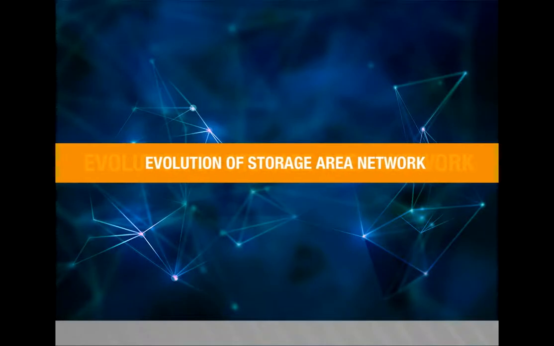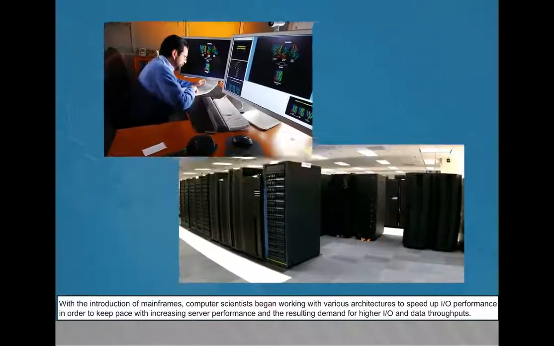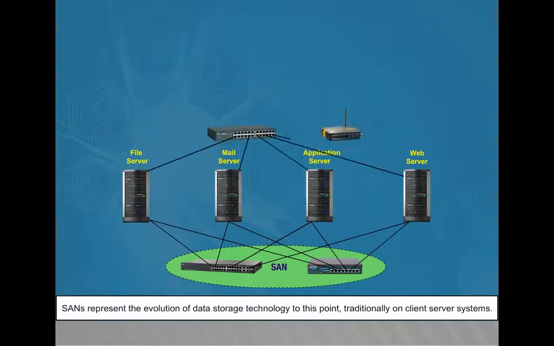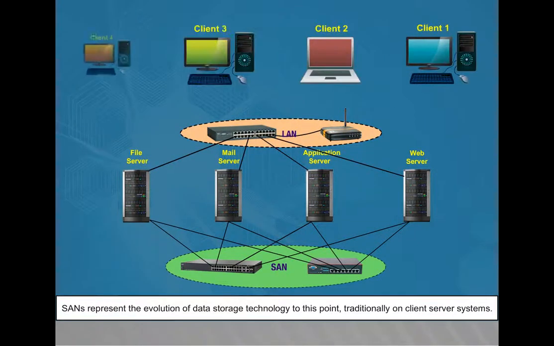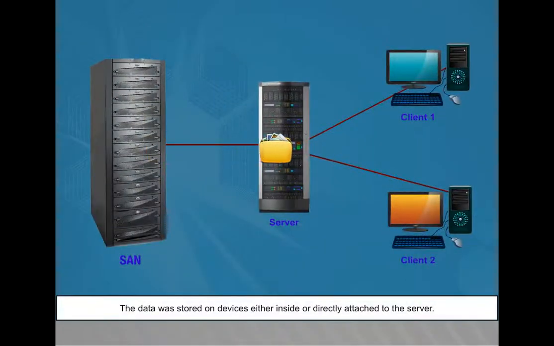Evolution of storage area network. In this video, we are going to see the evolution of storage area network. With the introduction of mainframes, computer scientists began working with various architectures to speed up I/O performance in order to keep pace with increasing server performance and the resulting demand for higher I/O and data throughputs. SANs represent the evolution of data storage technology to this point. Traditionally, on client-server systems, the data was stored on devices either inside or directly attached to the server.